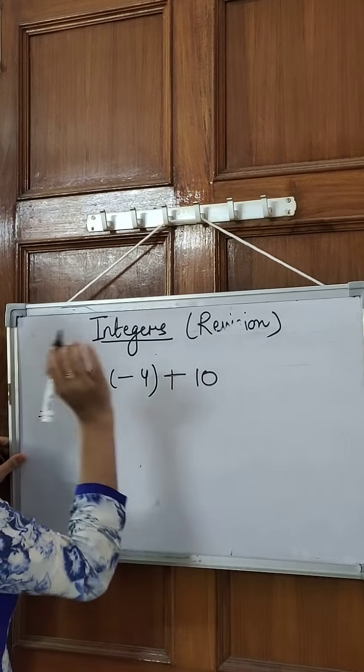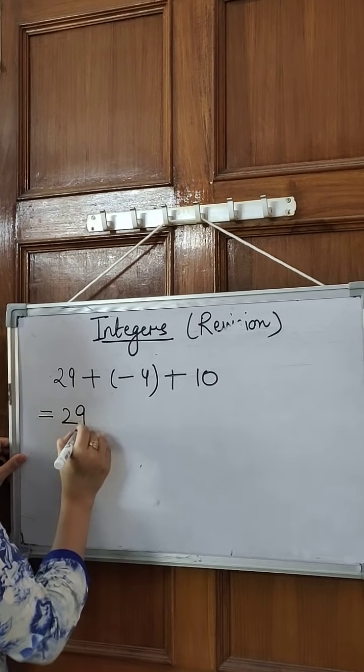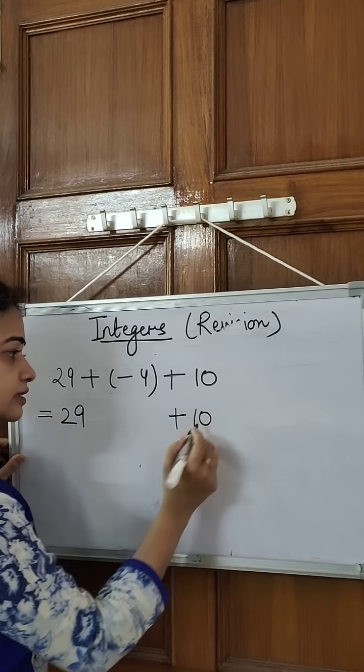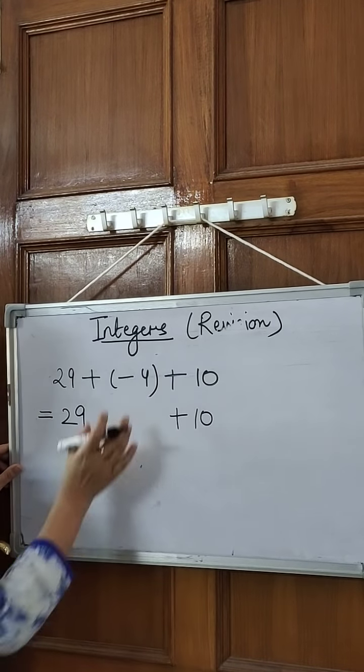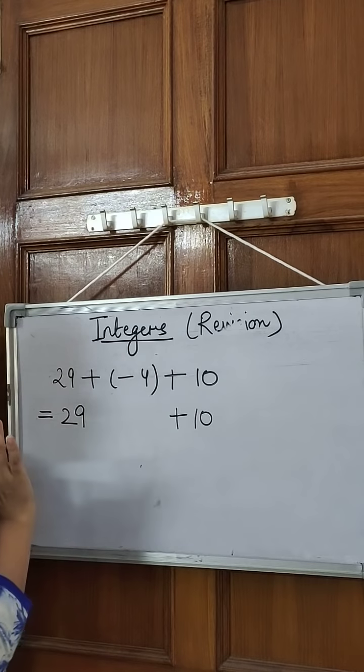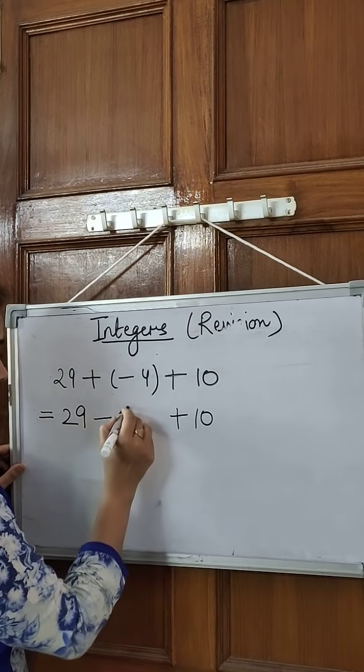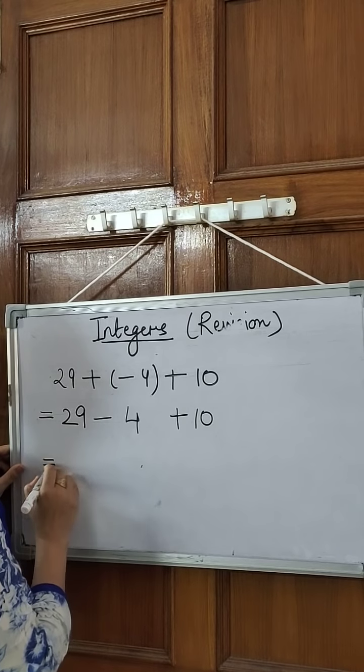So we will solve the bracket first. 29 will remain as it is. Plus 10 will remain as it is because there is no bracket with it. The only bracket that we have is with this number. So let's solve this, plus minus 4.